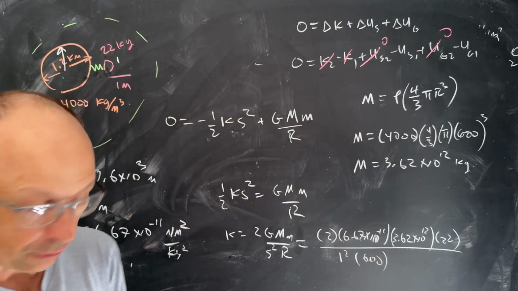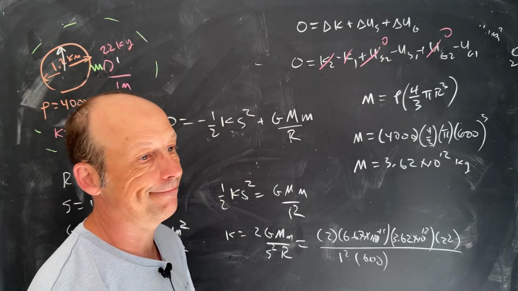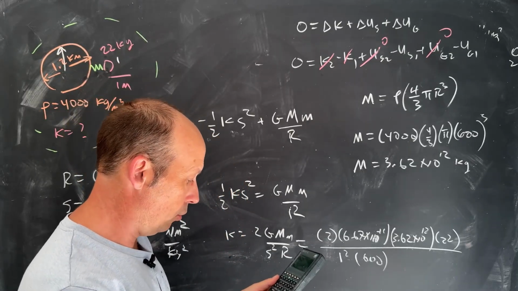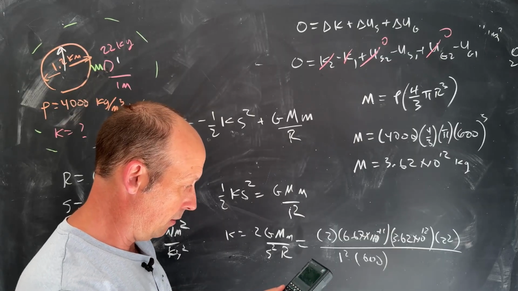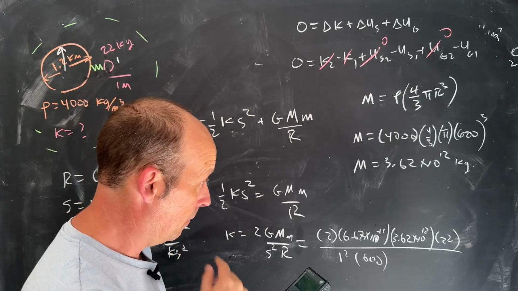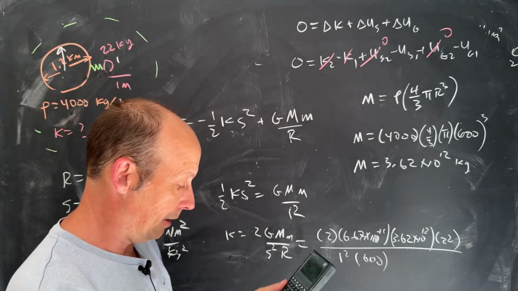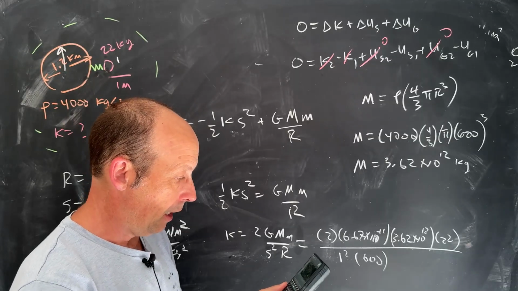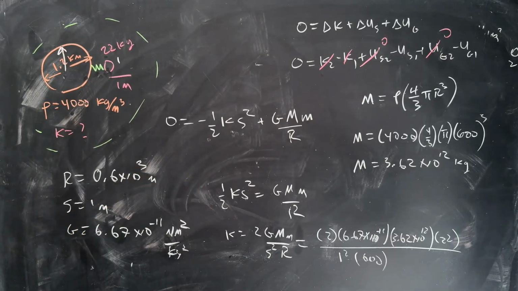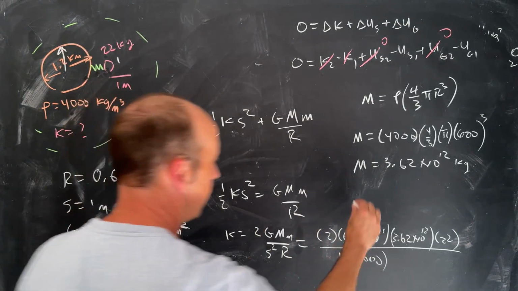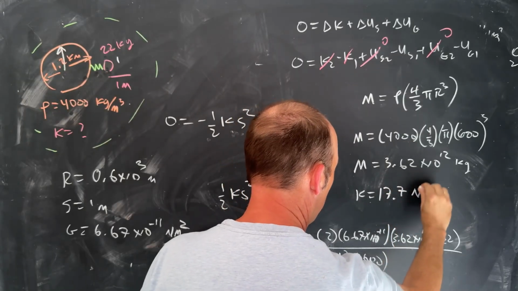Okay. So I already have that number in my calculator. Oh, I broke my chalk. That stinks. Okay, so 2 times 6.67 times 10 to the negative 11th times 3.62 times 10 to the 12th. 1 squared is 1. 600 divided by. And I get 17.7. That's actually a lot lower, but it's okay. So K is 17.7 newtons per meter.